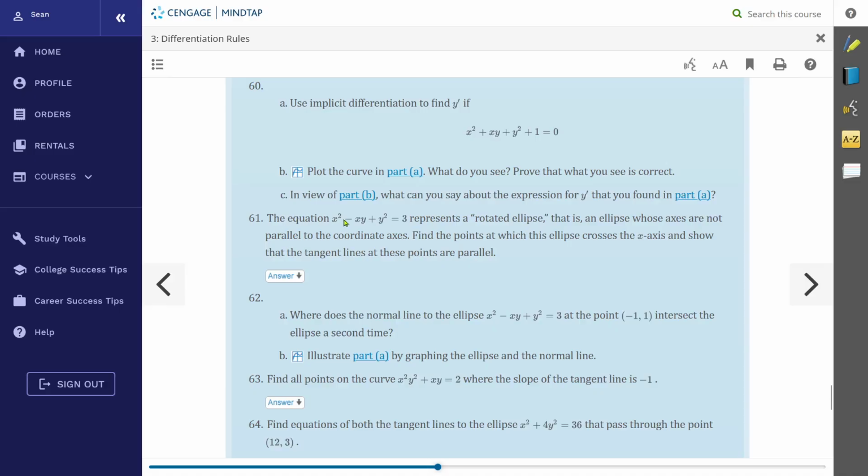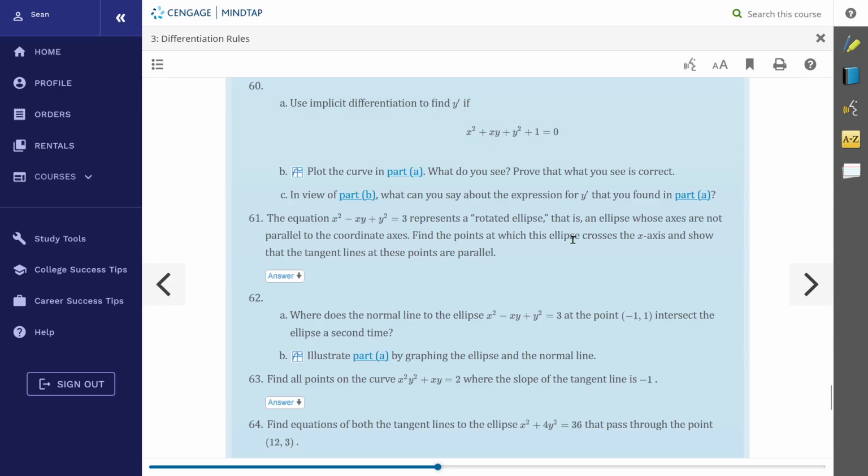So we have the equation x squared minus xy plus y squared equals 3 represents a rotated ellipse. That is an ellipse whose axes are not parallel to the coordinate axes. Find the points at which this ellipse crosses the x-axis and show that the tangent lines at these points are parallel. So obviously a lot of words. What exactly does that mean, right?